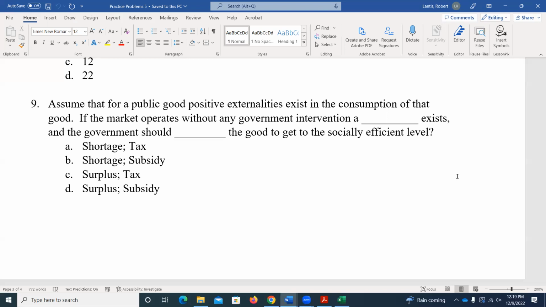With a positive consumption externality, when people consume this good, there are benefits to other people in society who aren't even involved in this market. So what happens in my graph? The demand curve. It's not just my private marginal benefits, it's that plus the external benefit, and that would be true at every single quantity.